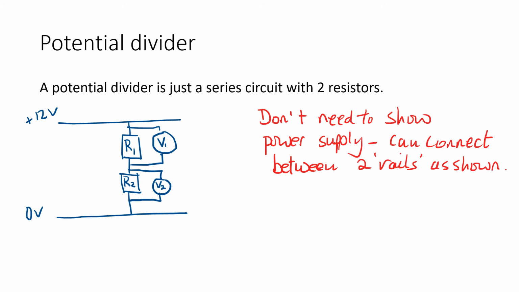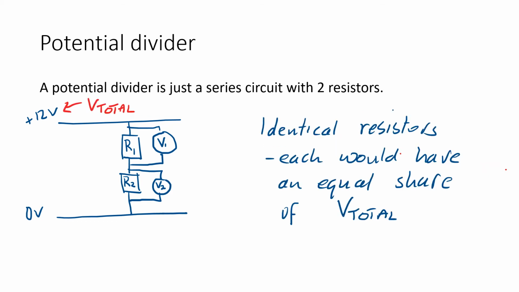You don't need to show the power supply in a potential divider circuit. Very often they're drawn as shown here, with components connected between 2 rails, 0 volts and maybe a plus 12 volt rail, but it could be a different value. And that means that any components can be connected between the rails, and this is something that's used in electronics. The plus 12 volt rail we're going to refer to as our V total.